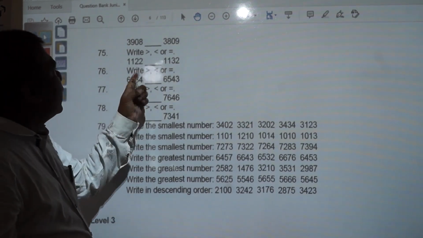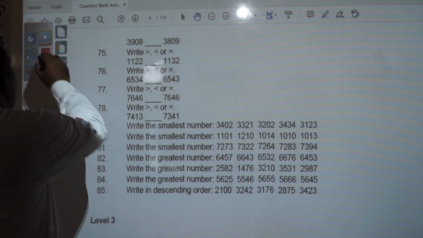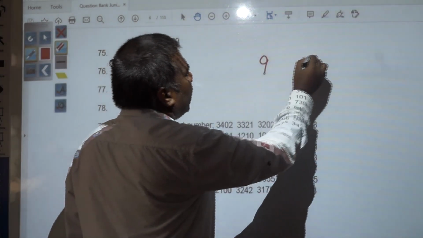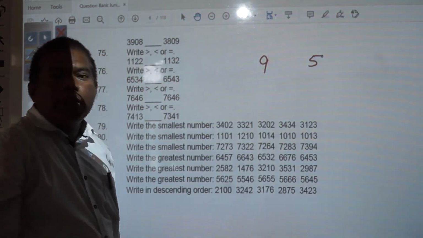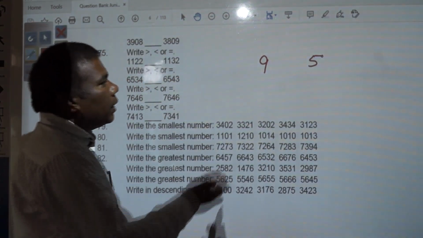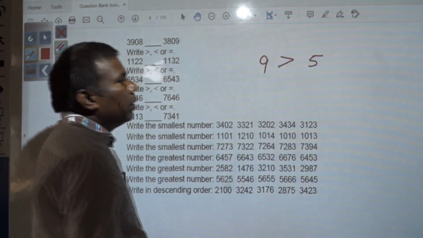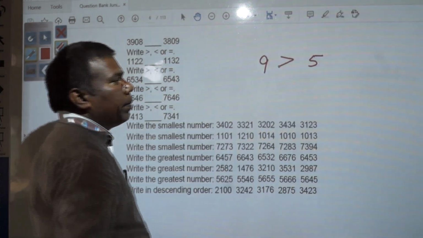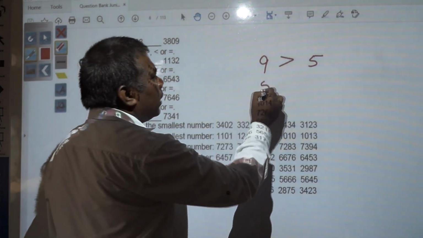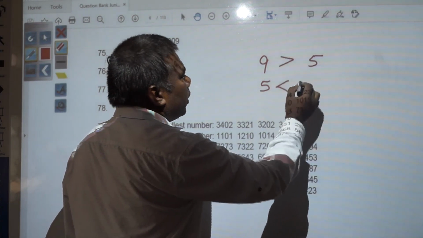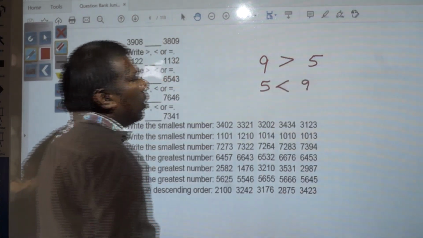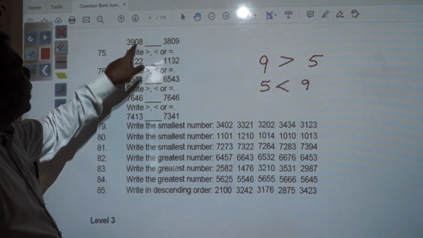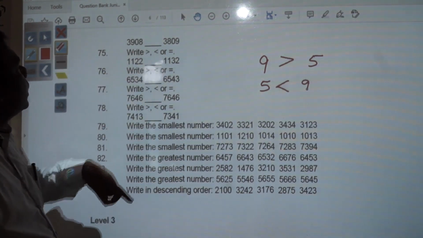Then it comes to greater than and smaller than. This also you have learned before. Suppose any two digits you take, 9 and 5. Which number is greater? 9 is greater. So this is the sign for greater than. It is read as 9 is greater than 5. Or this can also be written as 5 is lesser than 9, or 5 is less than 9. Got it? So here you need to find out which number is greater and which number is smaller.